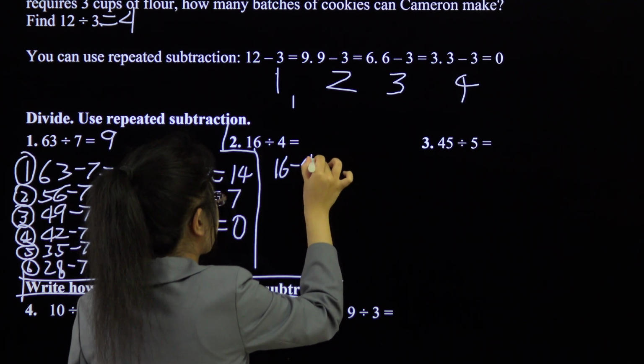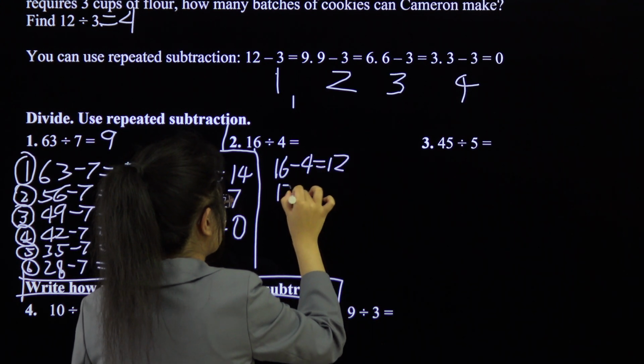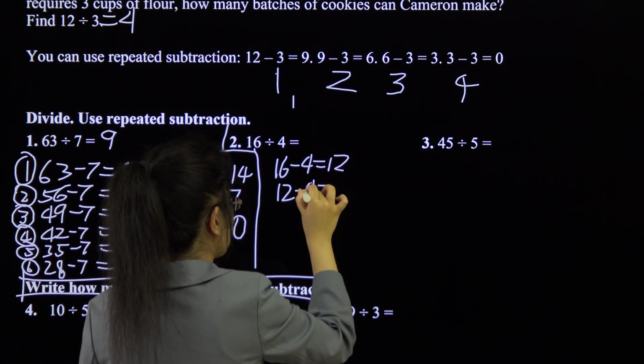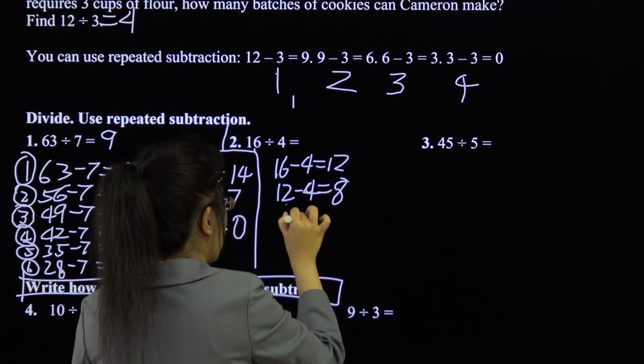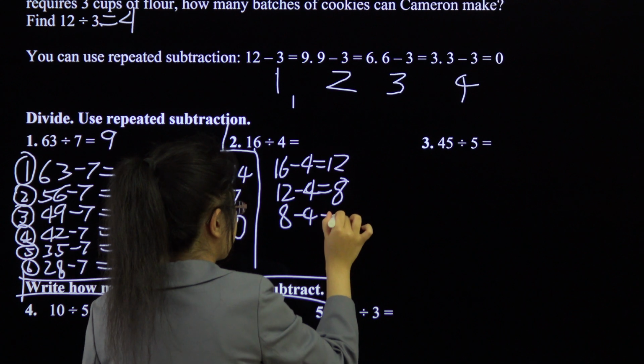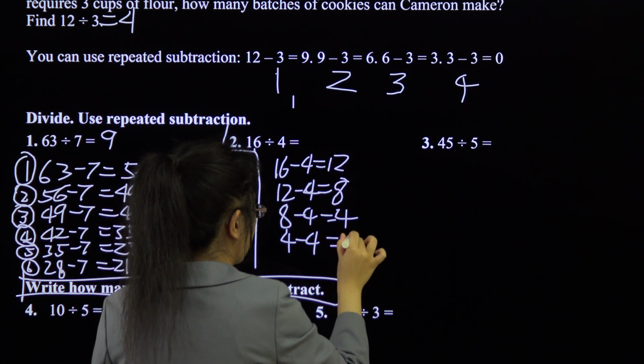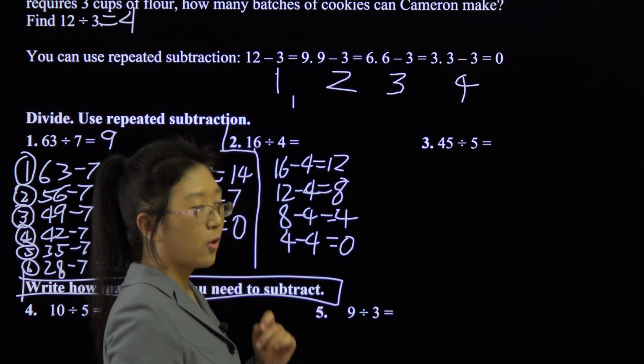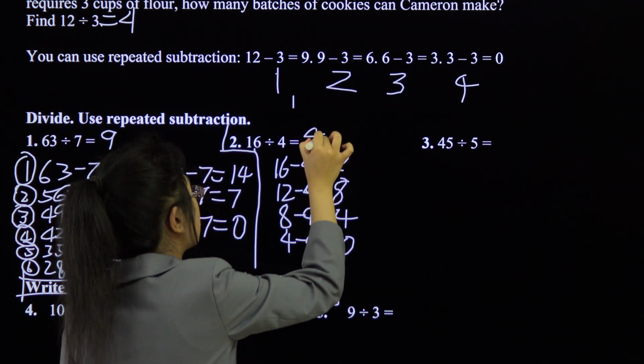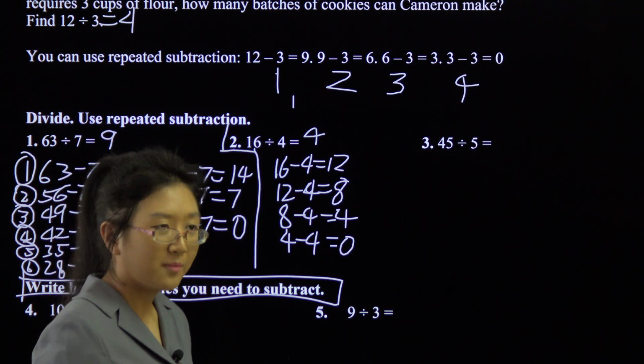16 minus 4 equals 12. 12 minus 4 equals 8. 8 minus 4 equals 4. And 4 minus 4 equals 0. That's 4 times. So 16 divided by 4 is equal to 4.